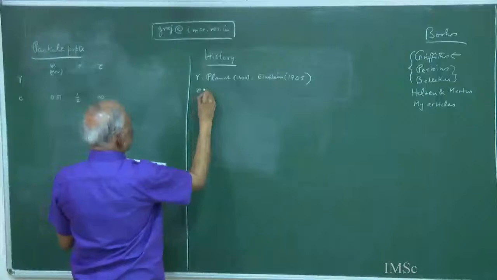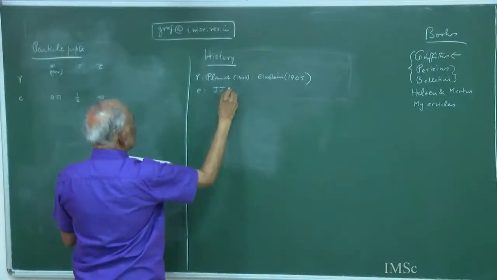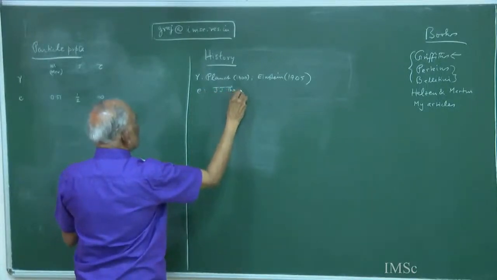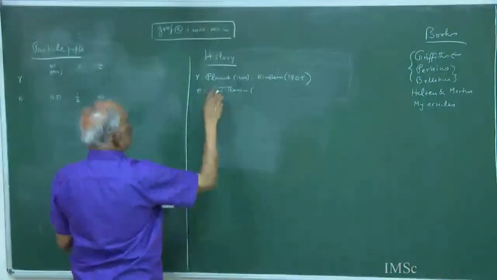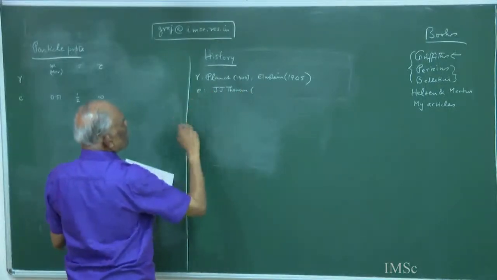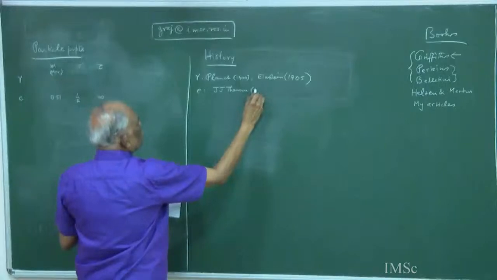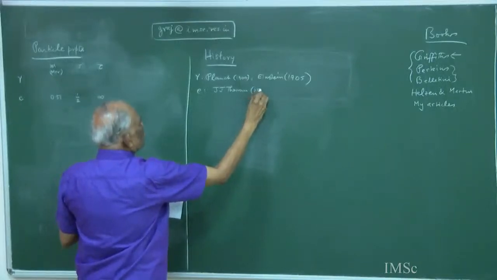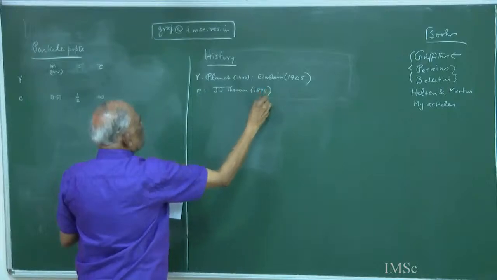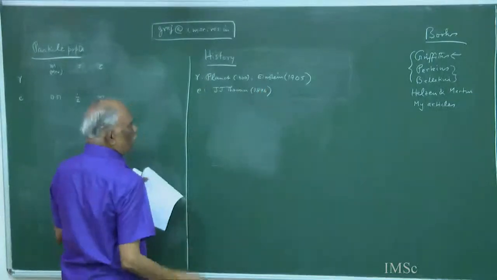So for electron, we should mention J.J. Thomson. So apart from photon, electron is the first elementary particle discovered. That was discovered by J.J. Thomson in cathode ray studies in the year 1894 or 96, I don't remember. These years may have plus or minus one ambiguity.